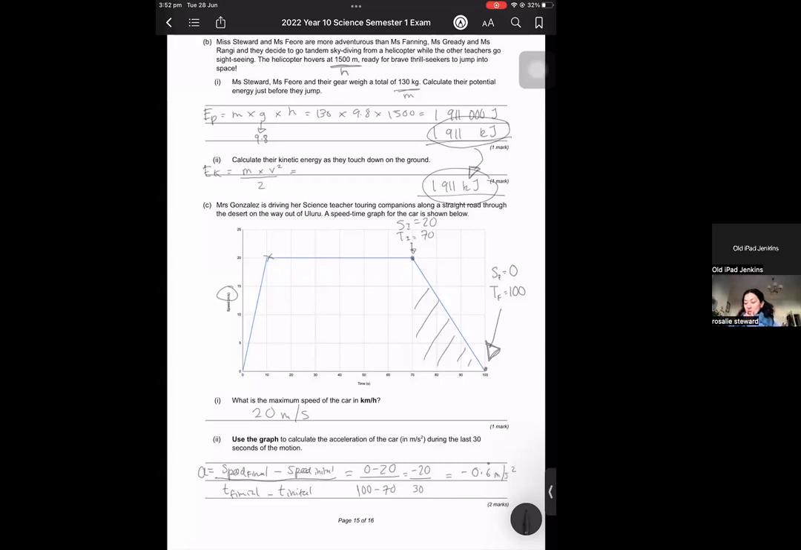With something like this, follow the question exactly as it appears. Yes, you get a negative answer, and the reason why is because it's decelerating. As we can see from the graph, they're going from a top speed of 20 and slowing down to 0.